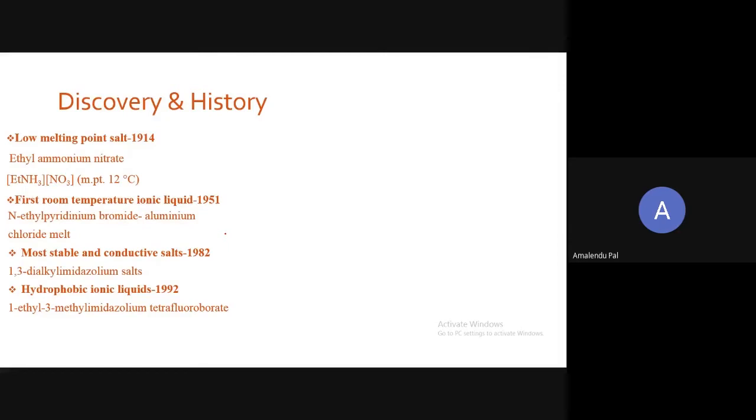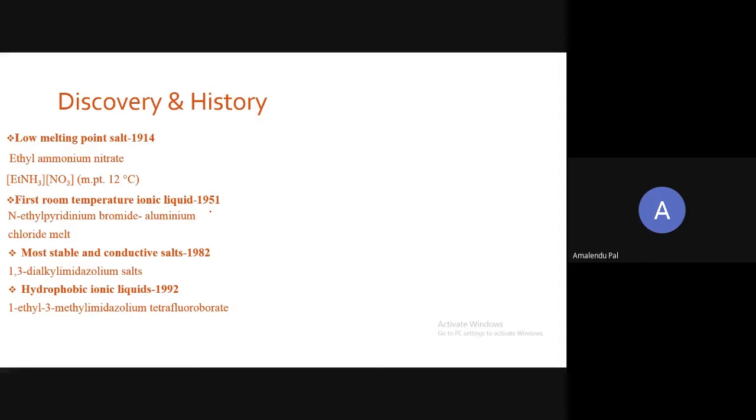What is the discovery? A little bit: low melting point salt, 1914. That is ethylammonium nitrate, melting at 12 degrees. This is the first low melting salt. At that time it was not called an ionic liquid. The first room temperature ionic liquid, 1951, was the N-ethylpyridinium bromide, aluminum chloride melt.